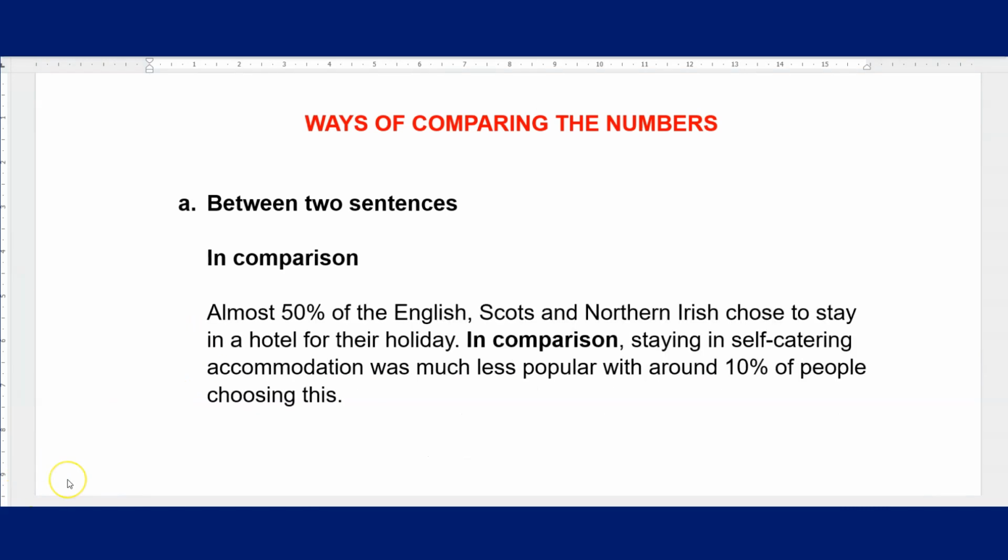The next phrase you can use is in comparison. Let's read. Almost 50% of the English, Scots, and Northern Irish chose to stay in a hotel for their holiday. This is the first sentence. So we are comparing it with the next sentence. In comparison, staying in self-catering accommodation was much less popular, with around 10% of people choosing this. So we are comparing the second sentence to the previous one. Let's look at the next basic word you can use for comparison.